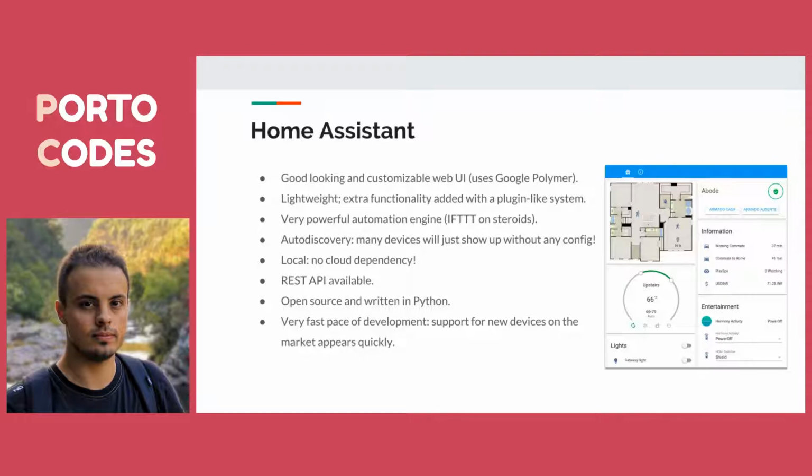It has a REST API available, so you can integrate it with other services or in your own apps. It is open source and written in Python, which for me is very nice. This was one of the reasons I chose Home Assistant, because I can improve it and I can make components for it. And it has a huge community, a huge developer community, so it is growing a lot and fast. It has a new release every 2 weeks.